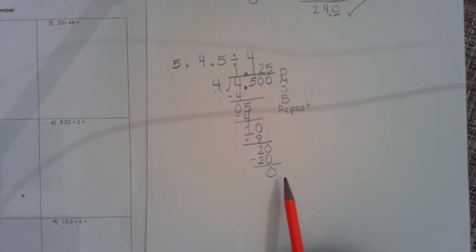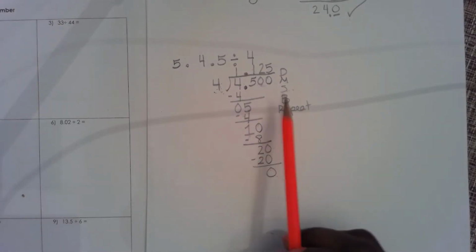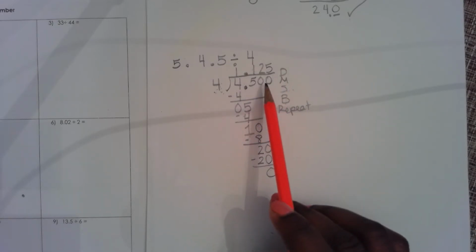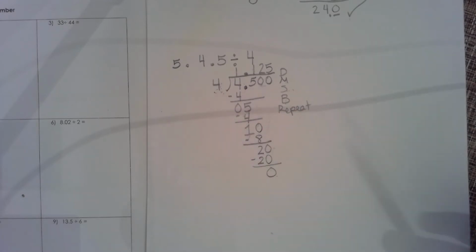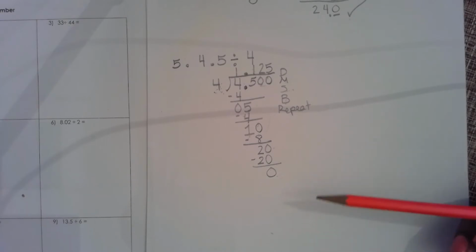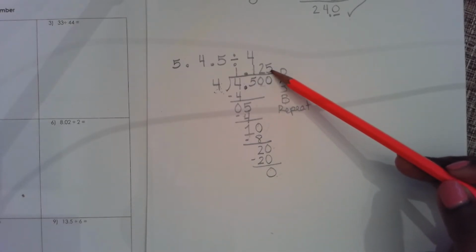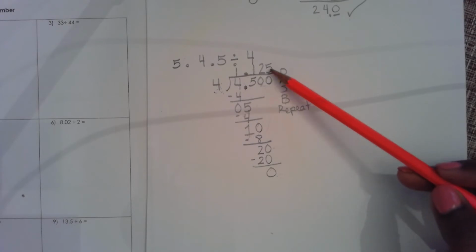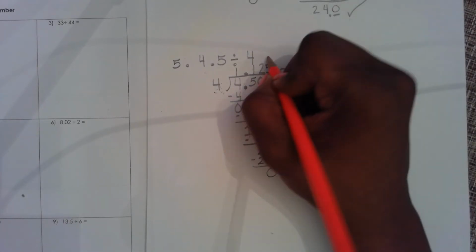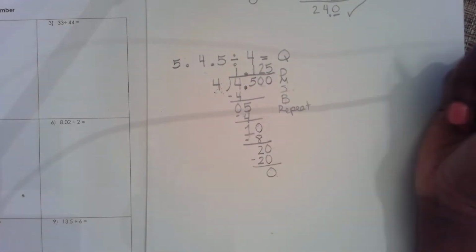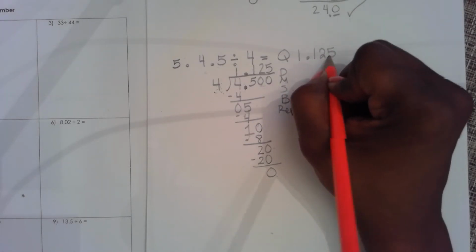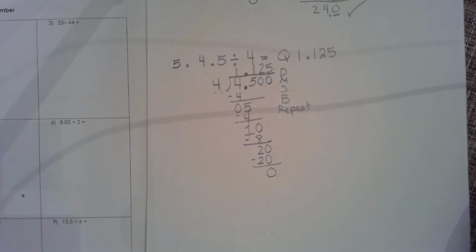So I can stop at this point. There's no need to place another 0 and bring it down. But when you do have decimals, you can't simply leave a remainder. You have to continue to divide out until you get to a remainder of 0, so you have the most accurate quotient you could possibly have. So I have 4 5/10 divided by 4 equals, Q is for quotient, a quotient of 1 125 thousandths. How can I check my answer?